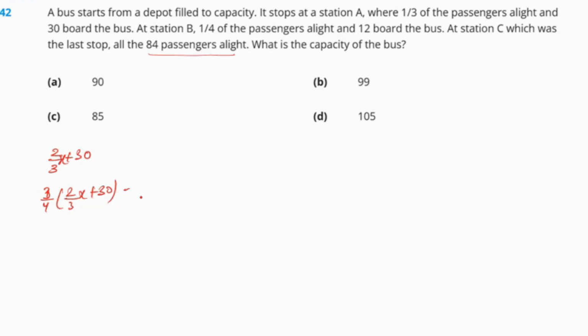3/4 are left, and then 12 both the verse, so 12. Okay, this is what we have at station B. And at station C, which was the last, all the 84 passengers are alive, which means now what is the capacity of the bus? All the 84 passengers, which means the total passengers were 84. So when we are going to solve that, we need to put it equal to 84 only.